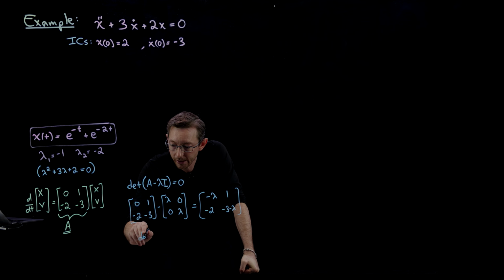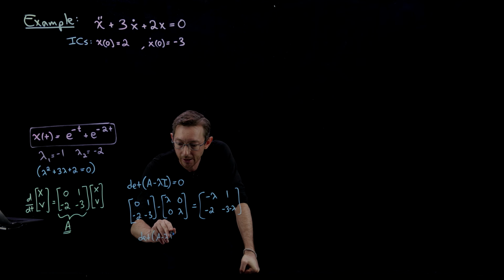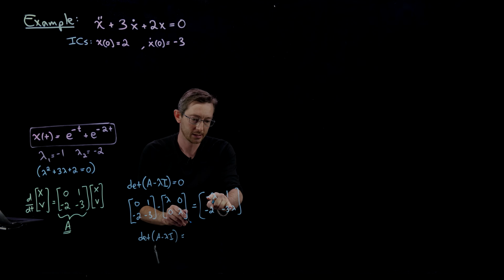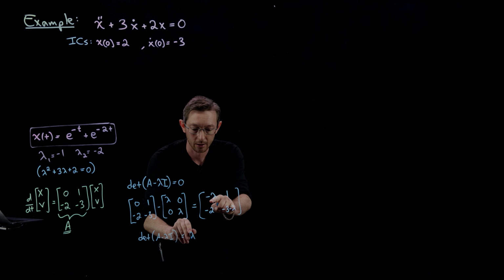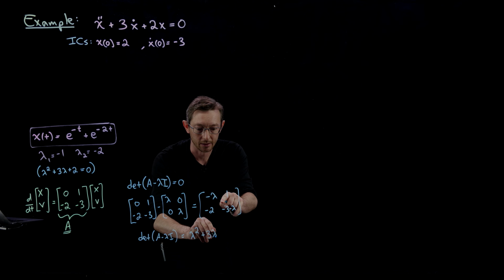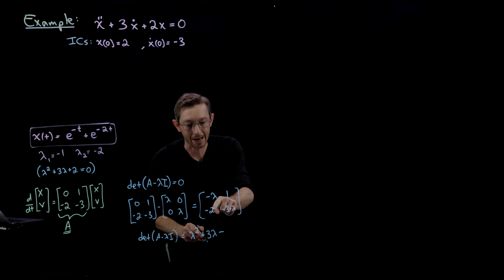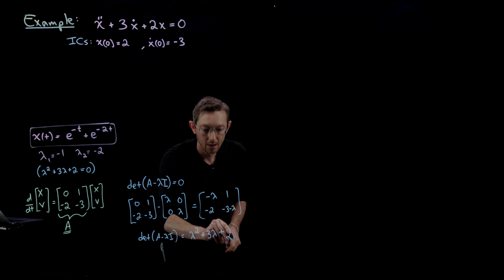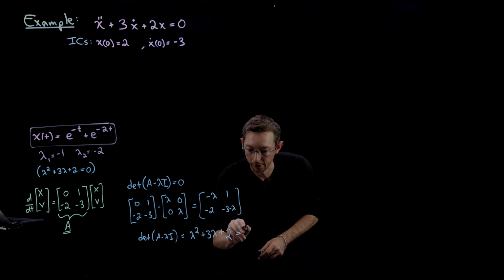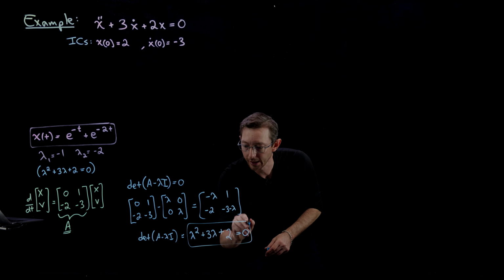And so the determinant of A minus lambda I is this thing, which is lambda squared plus 3 lambda minus 2, because you subtract the product of the off diagonal, so minus the product, which is minus 2, so plus 2, and that whole thing has to equal 0. And hey, would you look at that?